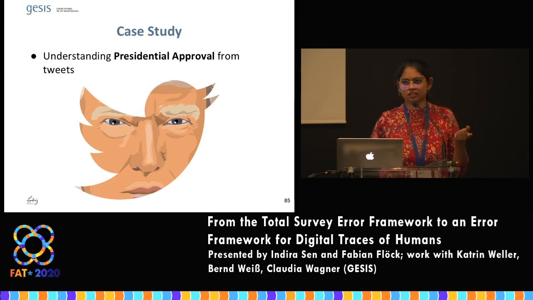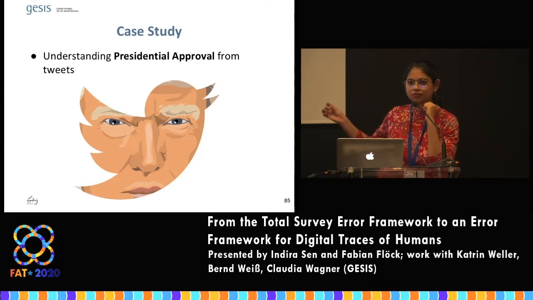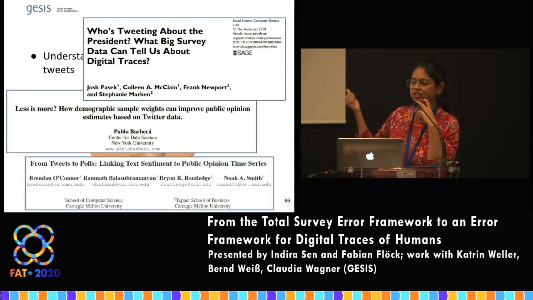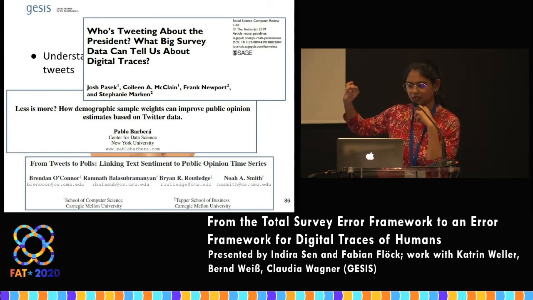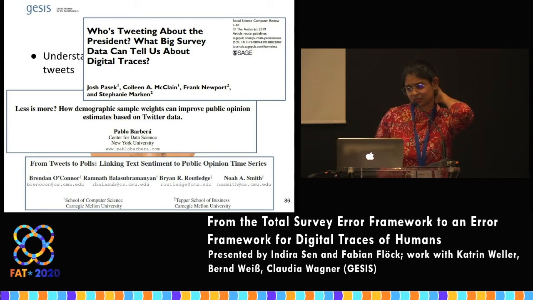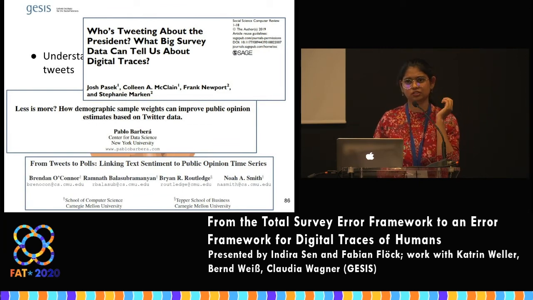But another interesting thing about presidential approval is that it was also one of the first few use cases that was explored to see if social media data, particularly Twitter data, could complement polls and surveys. So this is the paper at the bottom by O'Connor and colleagues from 10 years ago in ICWSM. And since then, there have been many more analyses and studies to see how presidential approval can be inferred from digital traces and if some of these estimates align or not. So we are going to summarize some of the work and takeaways from these papers.